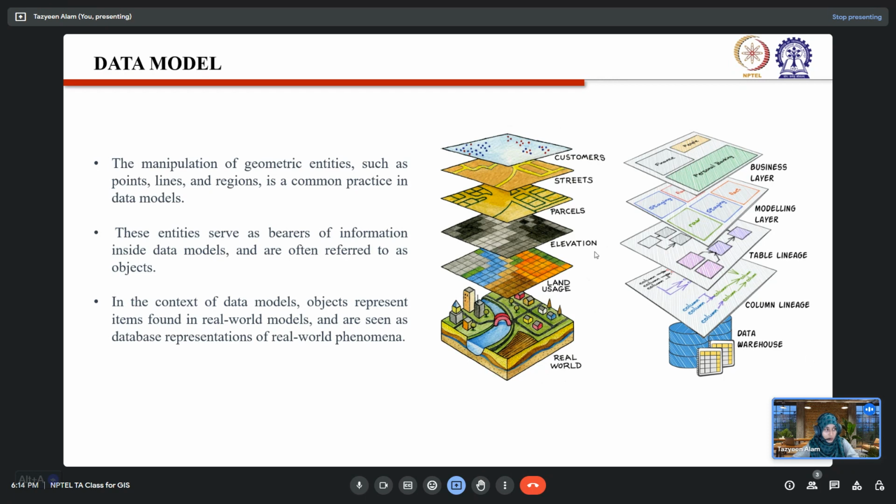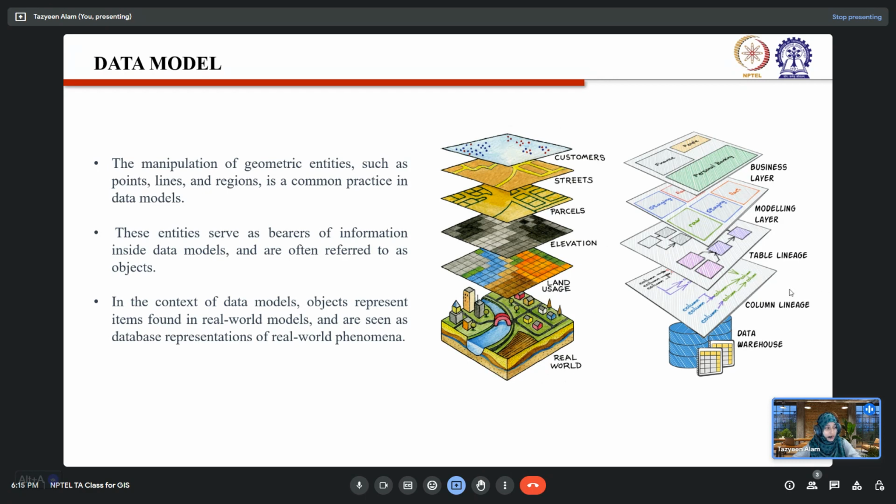Similarly, if you try to analyze the figure on the right hand side, this is now a digital representation of your data model. A data model is a digital representation of your real world, but this particular image is a digital representation of the data model. So what is it showing us? This is a data warehouse. This is where we have a collective repository or inventory of all the data sets that are available to us.